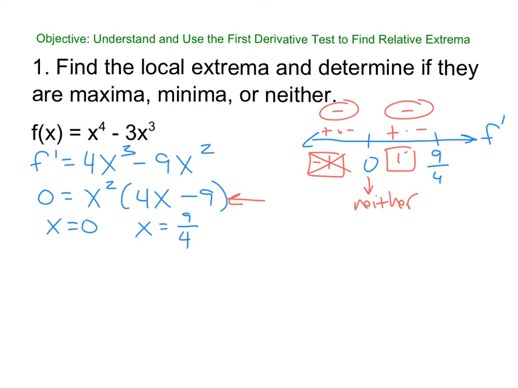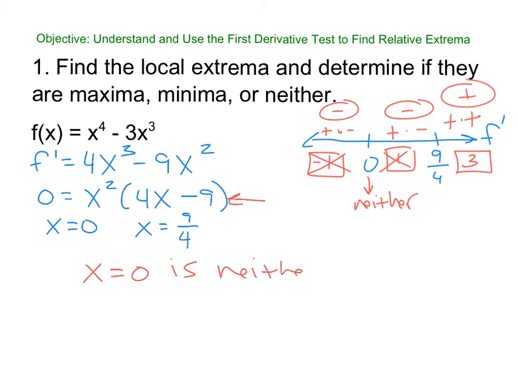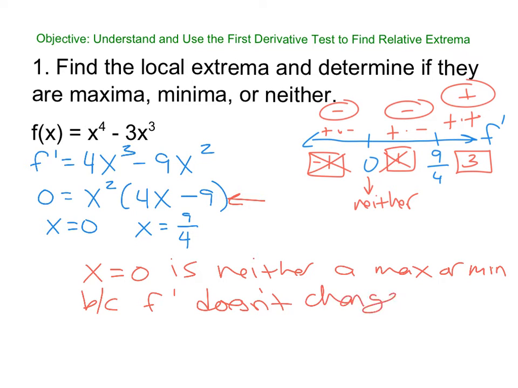So like I said before, it doesn't necessarily go every other. And then 9/4 is a little over 2, so I'm going to plug in 3. So that's a positive times a positive, so a positive. So x equals 0 is a neither, right? x equals 0 is neither a max or min because f prime doesn't change sign at that point.